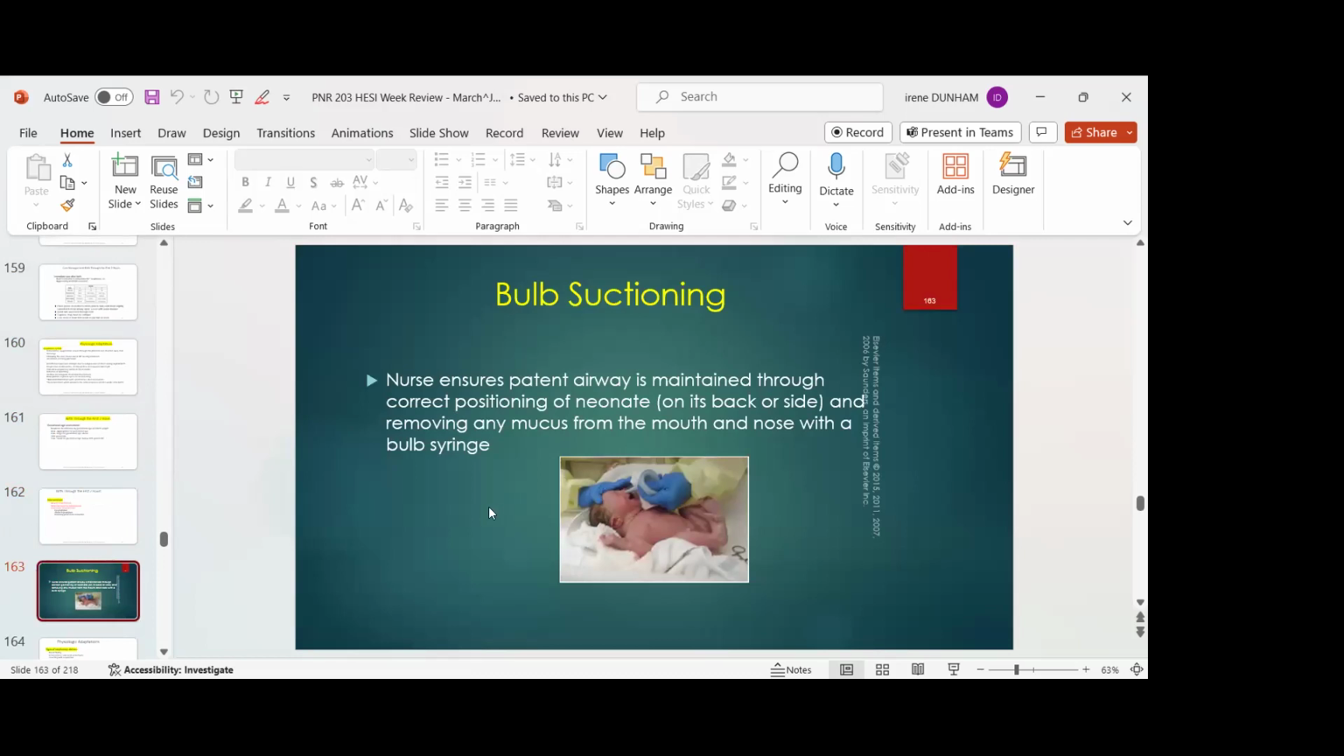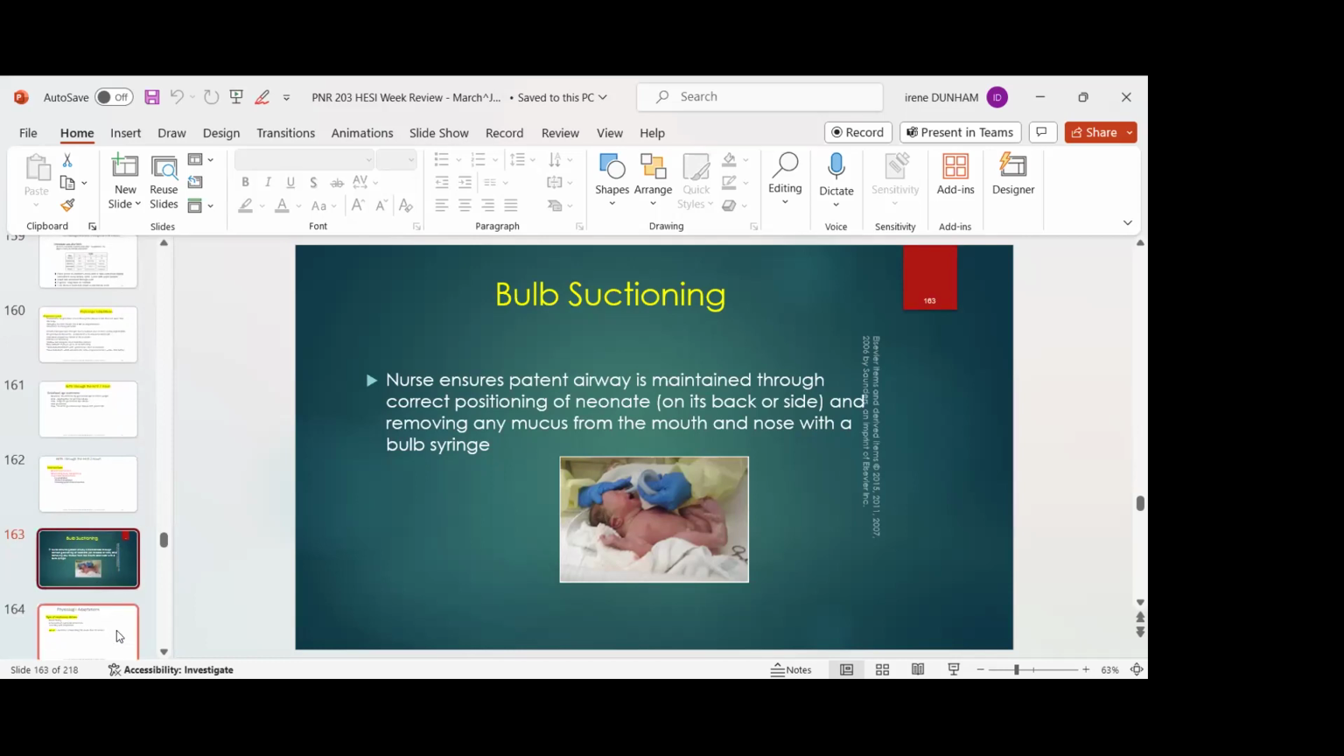Bulb suctioning. There's always a question about bulb suctioning. So you want to make sure that baby's airway is maintained through correct positioning, usually on the back or side, and removing any mucus from the mouth and nose with a bulb syringe. Now, the main thing is not to go straight into the mouth. You always want to go on the side because you don't want to stimulate the gag reflex. So that's always a good question. Remember, the mouth is suctioned first and then the nose.